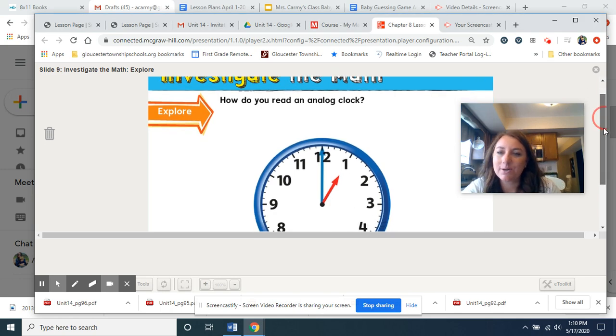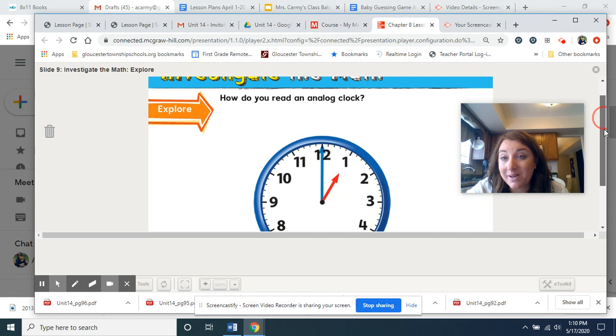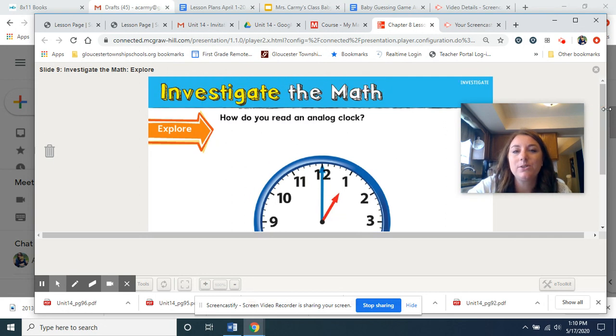Hi, boys and girls. Today we're going to be starting a new topic in math, and it is all about telling time. So the first thing we're going to do is learn about something called an analog clock. So you see those words, analog clock, right there? Can you say that with me? Analog clock. An analog clock looks just like this.